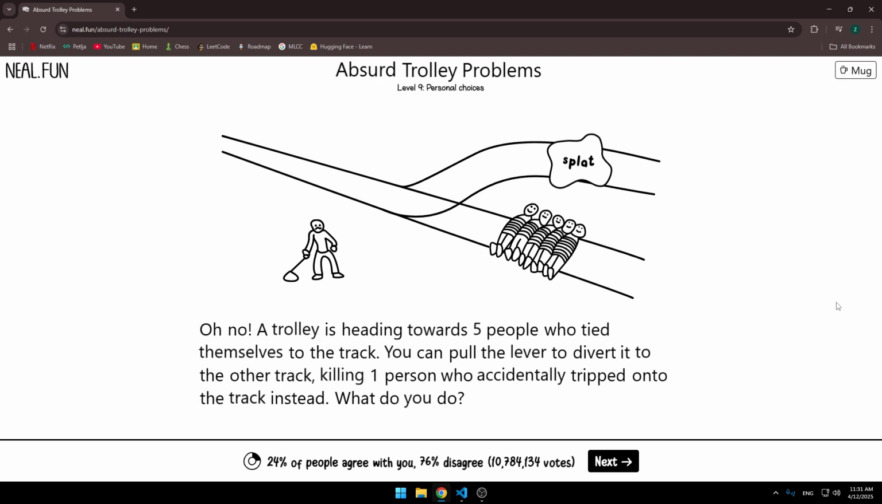Honestly, I just killed 5 here. I do not agree with the AI here. That is just... These are idiots. Kill the idiots. Next one.